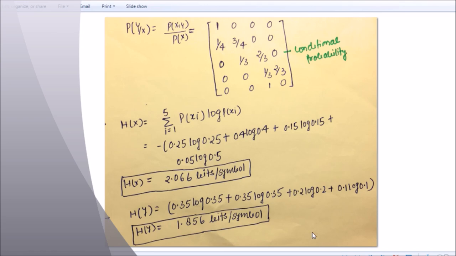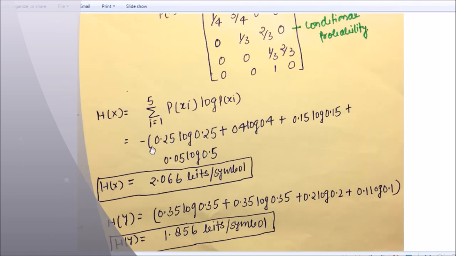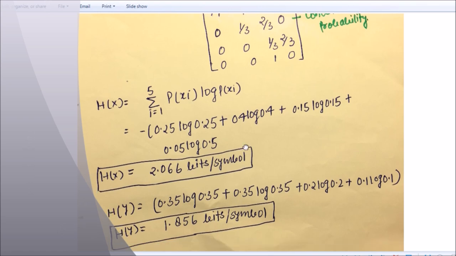This one, okay? So I am finding the Hx like this, okay? 0.25 log 0.25, 0.4 log 0.4, okay? So I will get Hx is equal to 2.066 bits per symbol, okay?